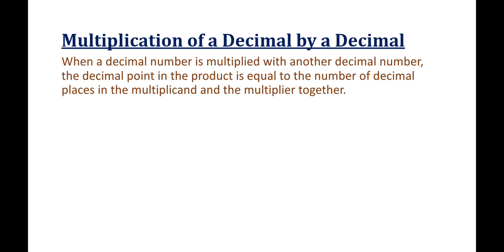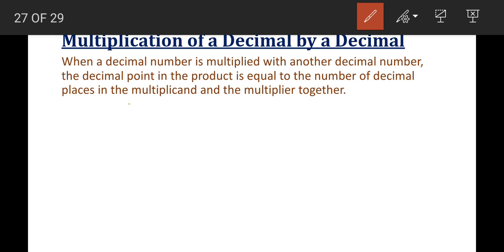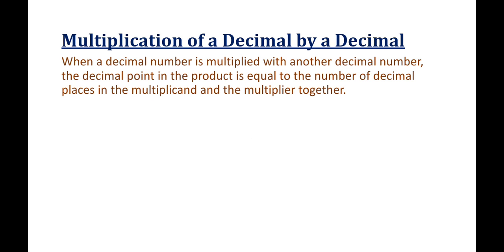When a decimal number is multiplied with another decimal number, the number of decimal places in the product is equal to the number of decimal places in the multiplicand and the multiplier together. We have to add the number of places in the multiplicand and multiplier together, and in the product we have to leave that number of places and put the decimal point. Clear? Here is an example.